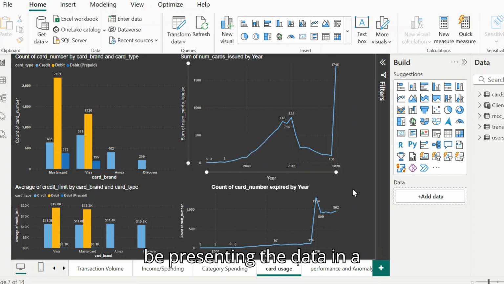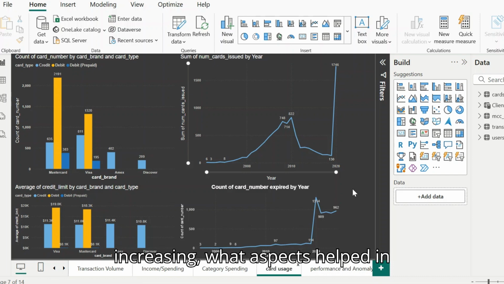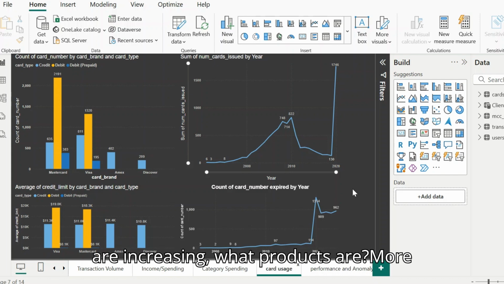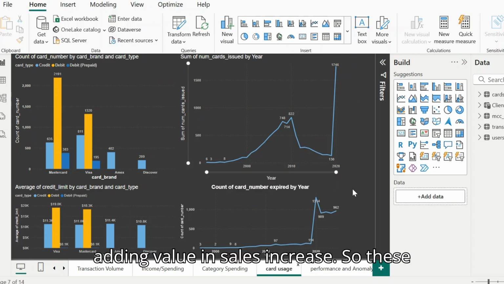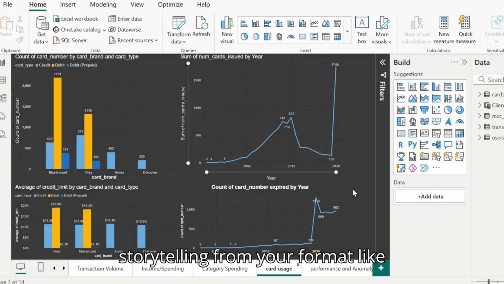You should be presenting the data in a very story-like format, like how the sales are, whether sales are increasing or decreasing. Then the second step would be why the sales are increasing, what aspects helped in the sales increase, in what regions sales are increasing, what products are adding more value in the sales increase. So these aspects are important in visualizations: charts, then utilization of page, and then storytelling.